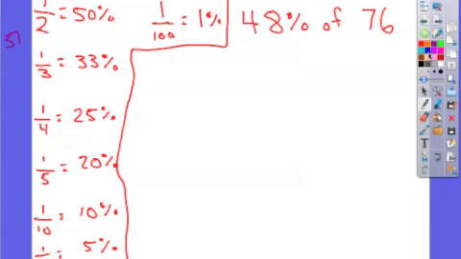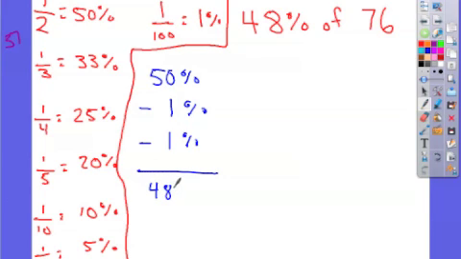Okay, so let's figure out what it actually is. Here's my plan for this one. You can come up with a lot of plans, but how about a 50%, take away a 1%, and that's going to be 48%. That would be fine. If our whole number is 76, that's our 100%, and 50% is like dividing by 2. So we will divide by 2. That's going to get us 50%, and we said that was 38. So my 50% is the number 38.